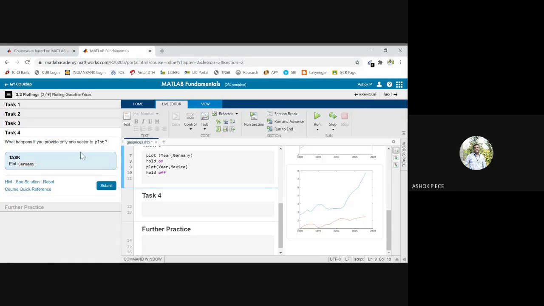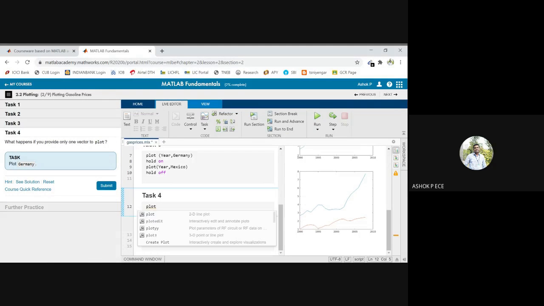So next task we'll do. Last thing, what happens if you provide only one vector to plot? Assume if I give only plot Germany, what will happen? Usually we are plotting year versus Germany, right? So if I write plot Germany, what will happen?